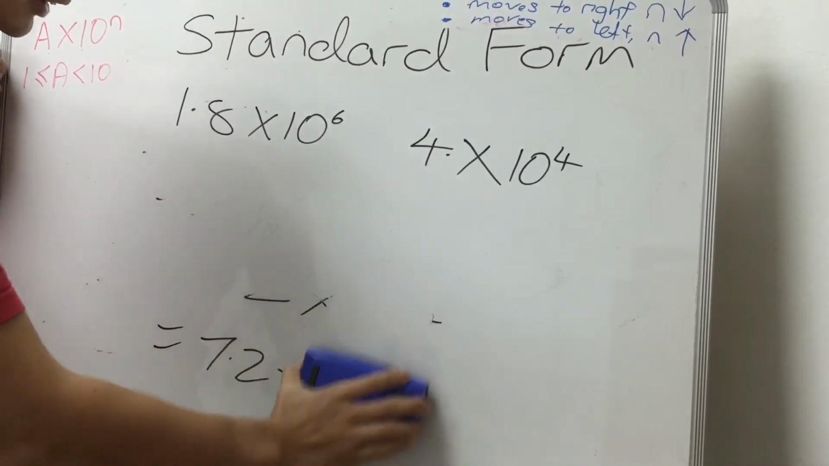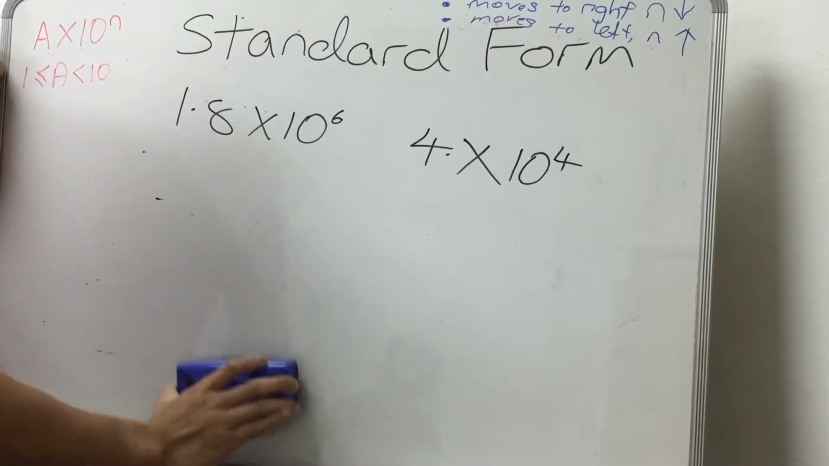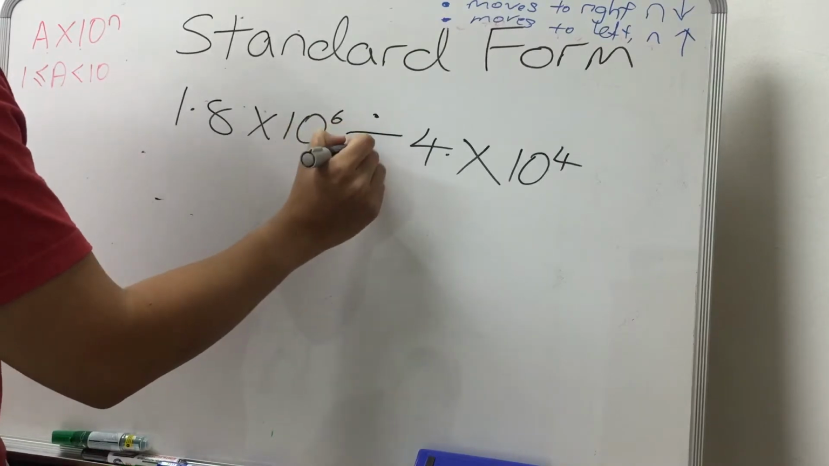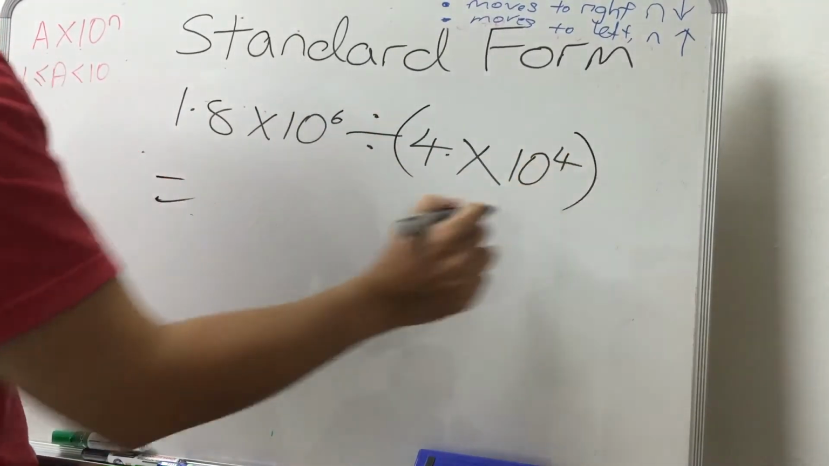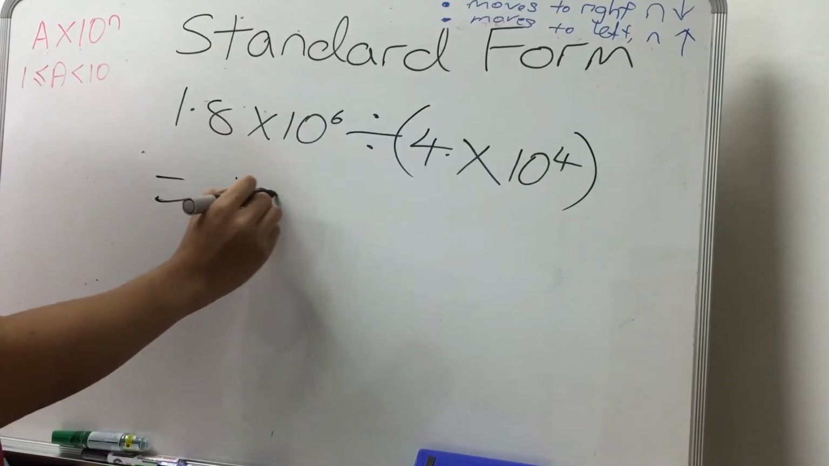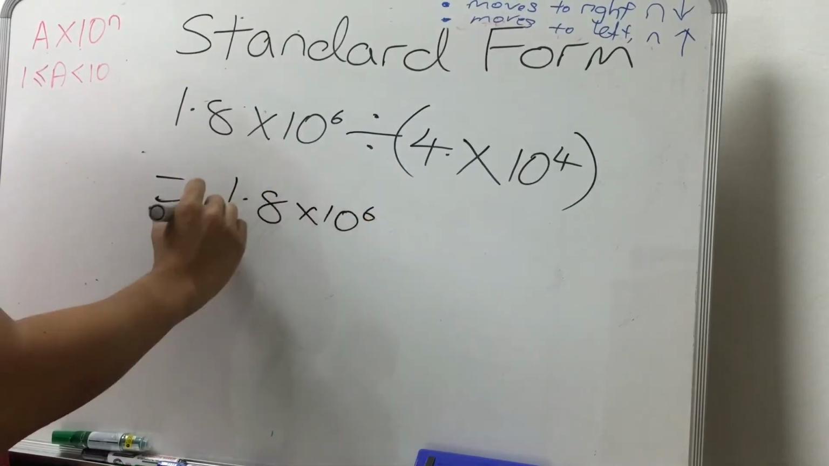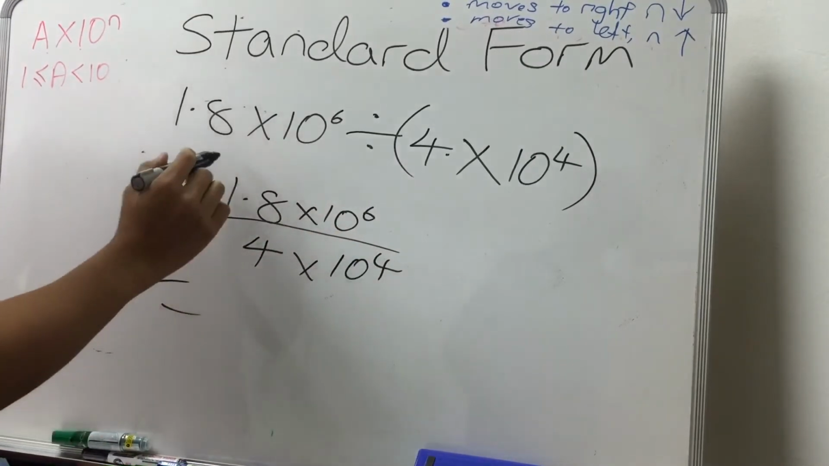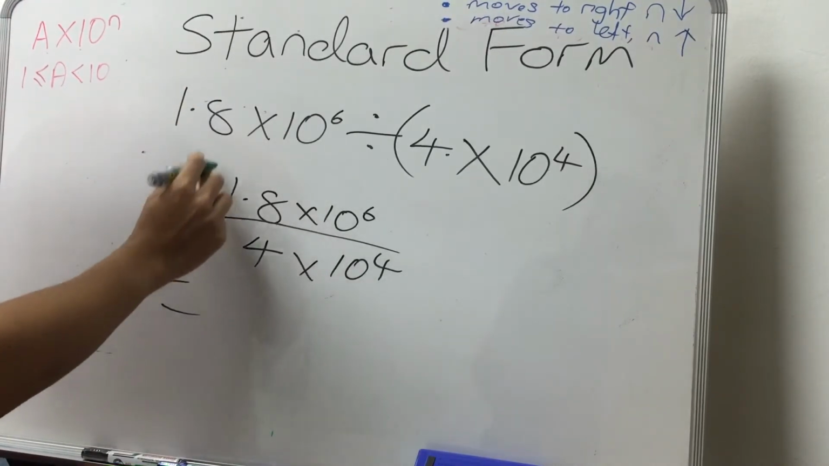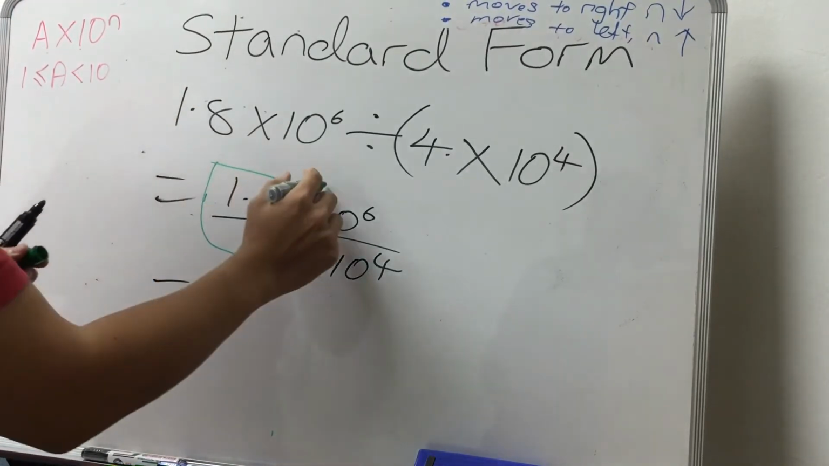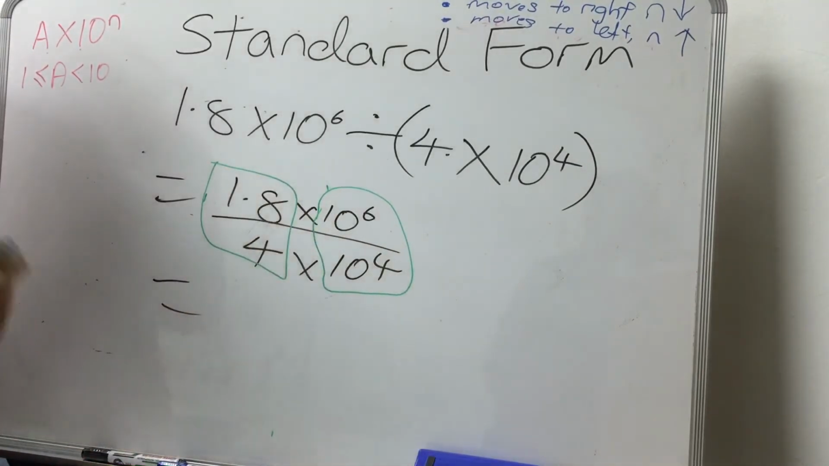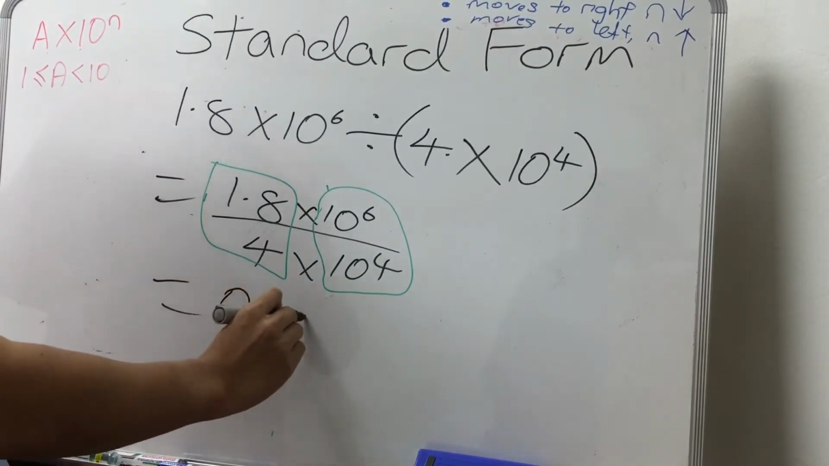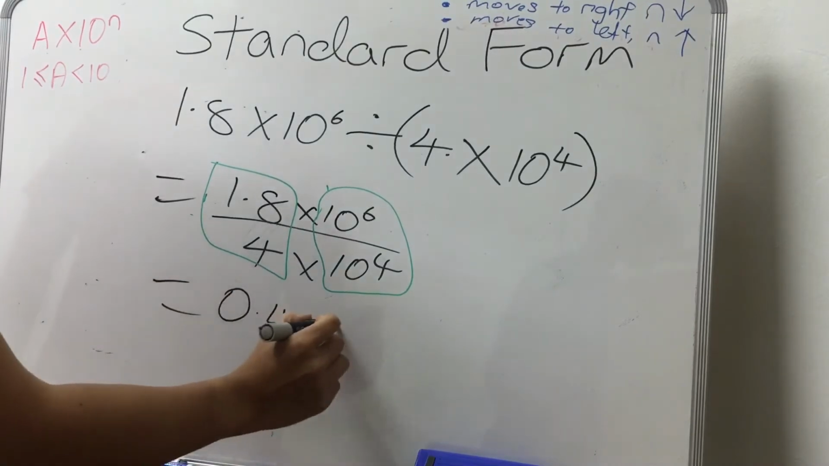So now, after seeing multiplication, we are going to end our lesson with division. For division, you can do the same thing. Okay, so group them together. You will have 1.8 times 10 to power 6 over 4 times 10 to power 4. Okay, so these are the numbers. Divide the numbers by the numbers. Okay, then divide the indices with the indices. So 1.8 divided by 4, you will have 0.45. Okay, then your powers.